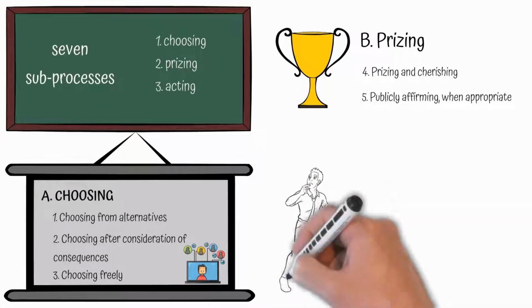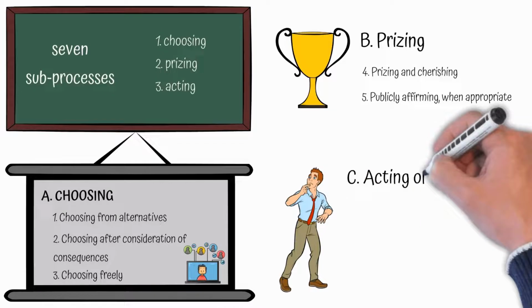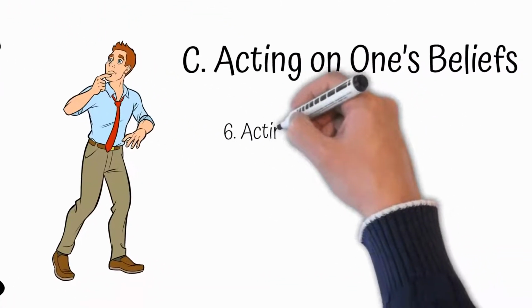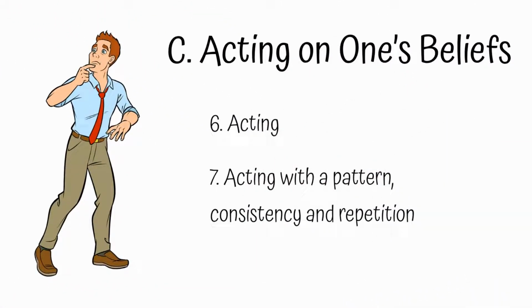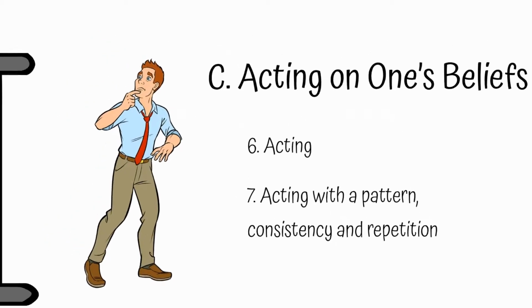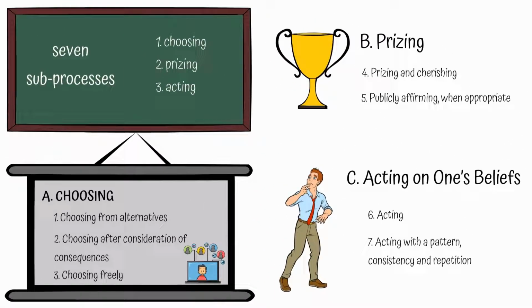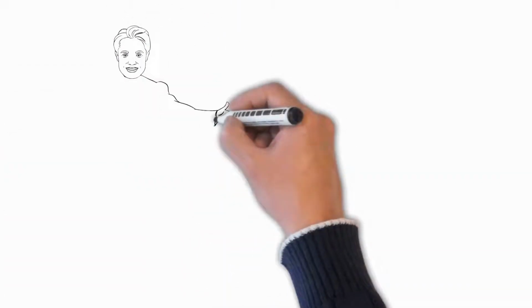Under acting, we have 2 sub-processes. The first one is acting itself and acting with pattern, consistency, and repetition. So those are the 7 sub-processes in the valuing process.